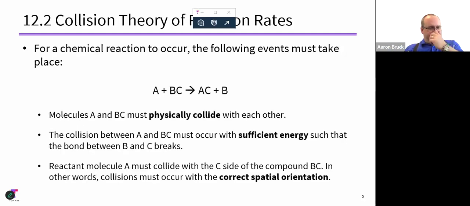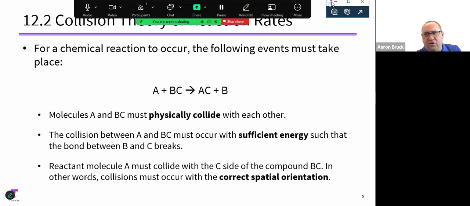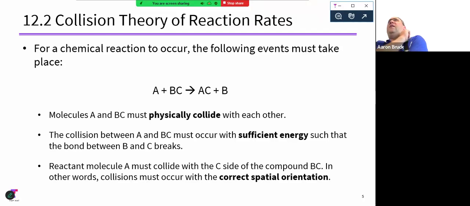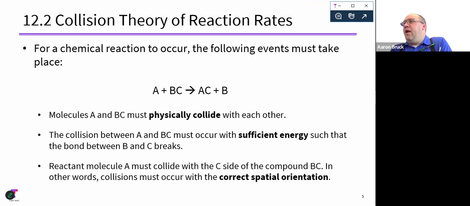So how do we contextualize this? How can we put a nice formal way of trying to explain why one reaction might go faster than another? Now, for that, we're going to need a unifying theory for how chemical reactions work. And that unifying theory is called the collision theory.